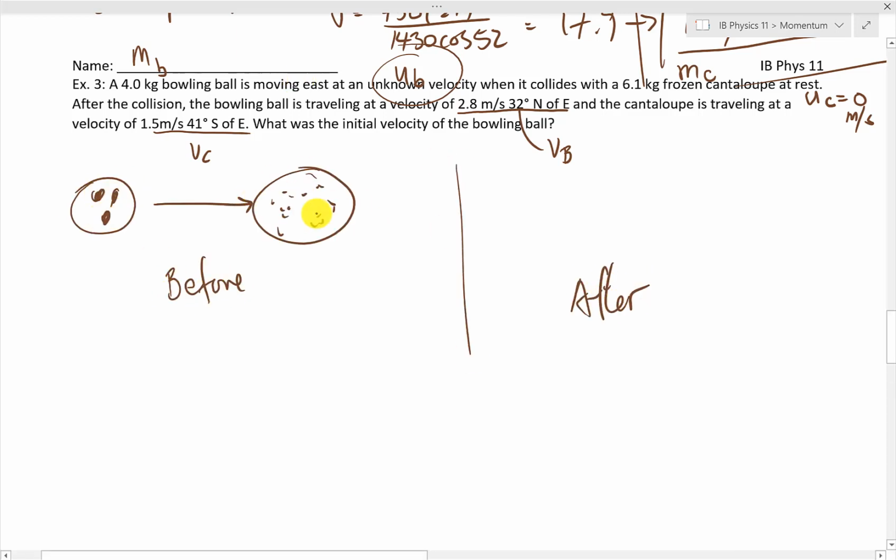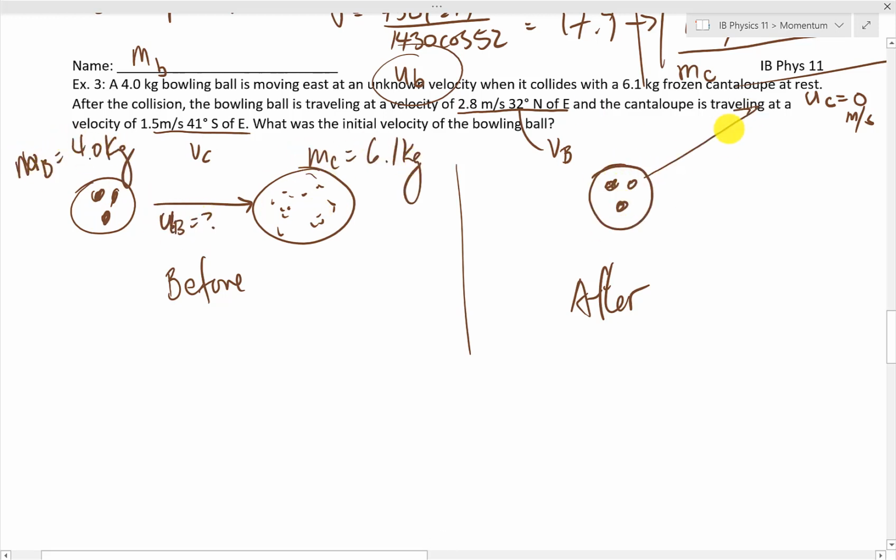First thing we got to do is draw a picture before and after the collision. Here I have the beginning picture where the bowling ball is going to crash into this frozen cantaloupe. It's at rest, which is good. And then after the collision, this bowling ball is going to move north of east, some diagonal direction in the northeast quadrant. And the direction is 32 degrees north of east.